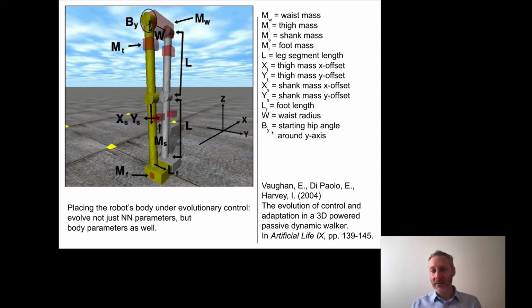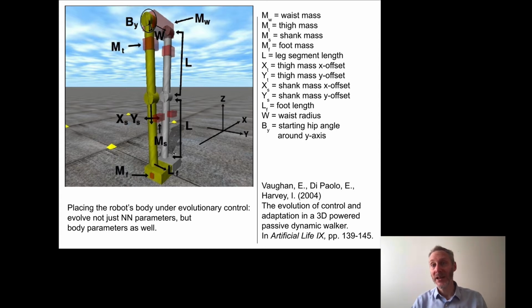The last thing that they evolved here is the starting hip angle around the y-axis. So if you imagine that this would be a by of 0, this would be a by of 45 degrees, 90 degrees, and so on. But all these others are bilaterally symmetric. This is the one exception. So one of the legs is going to be rotated a little bit further forward, and the other leg, the gray leg, is going to start as the stance leg.